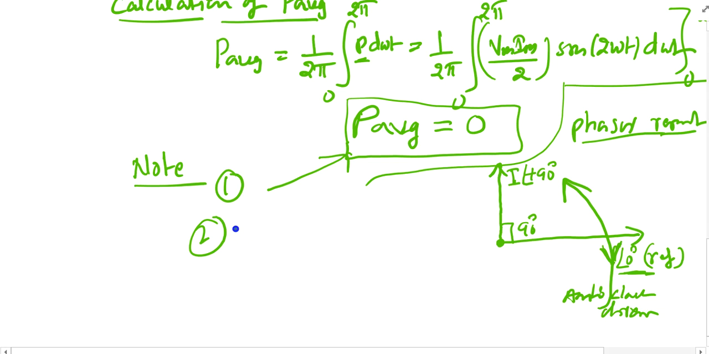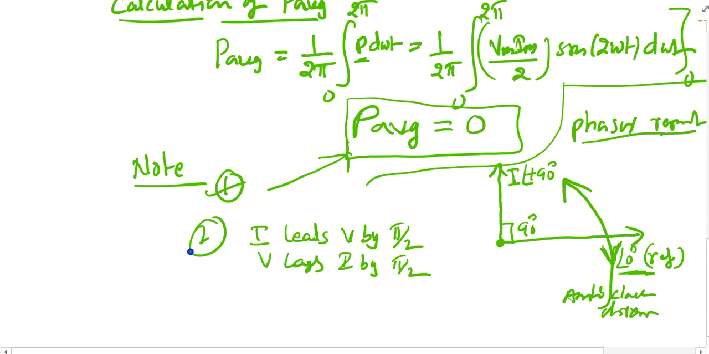So now the second point we observed is that the current leads the voltage by 90 degrees, otherwise the voltage lags the current by 90 degrees. So these are the two conclusions we are getting from this kind of observation.